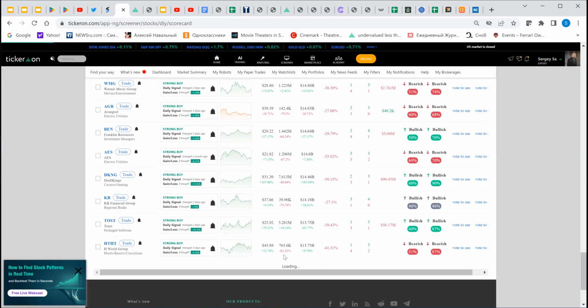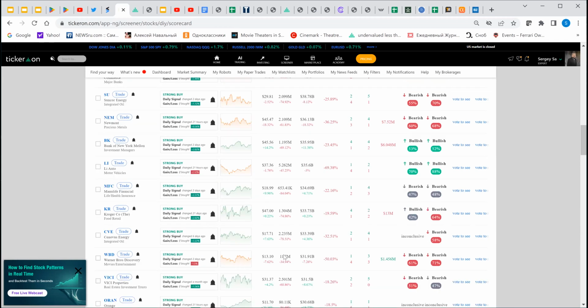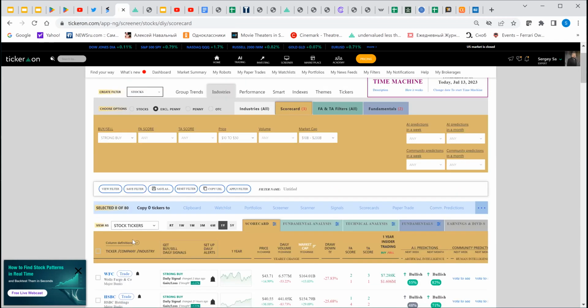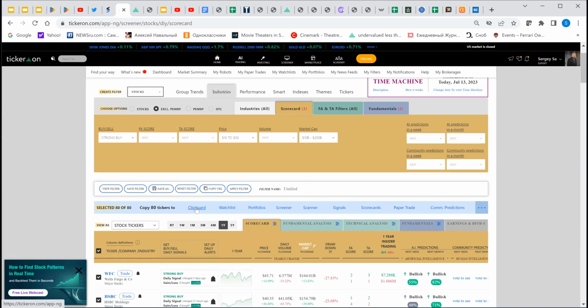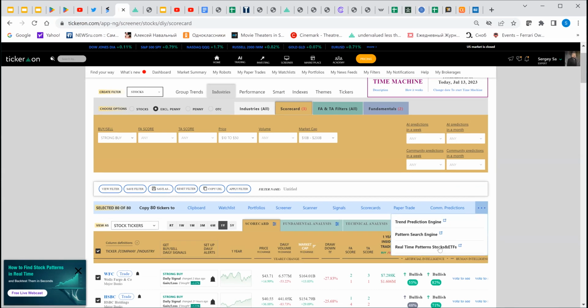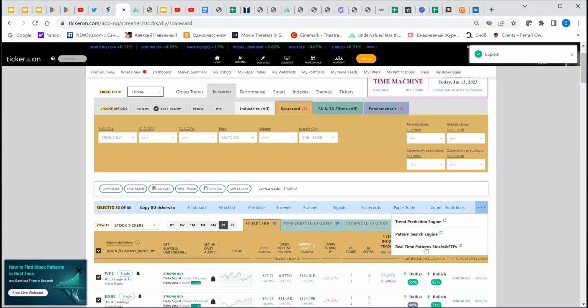Or without the creation of a watch list, I can transfer all the stocks to real-time patterns in two ways. One way, I click here, you see I selected 80 out of 80, copy 80. So there are two options. One is I can copy to the clipboard, and another option is to transfer directly to the real-time patterns. Let me do both, okay? I'm going to click here, you see copied, and now I'm transferring that to the real-time patterns right here.